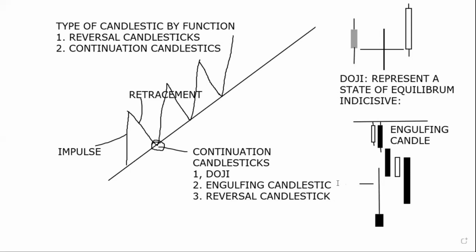The wick is spelled W-I-C-K. That's the wick of the candle. This is the body of the candle. Candles are divided into body and wick. This is the body of the candle.